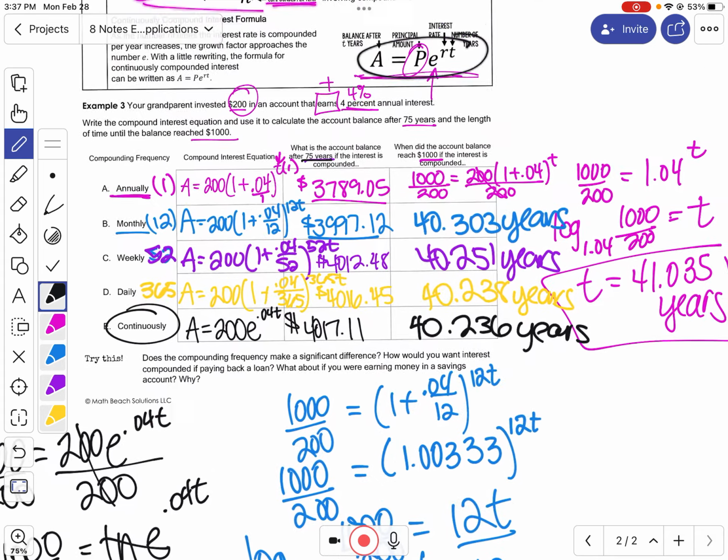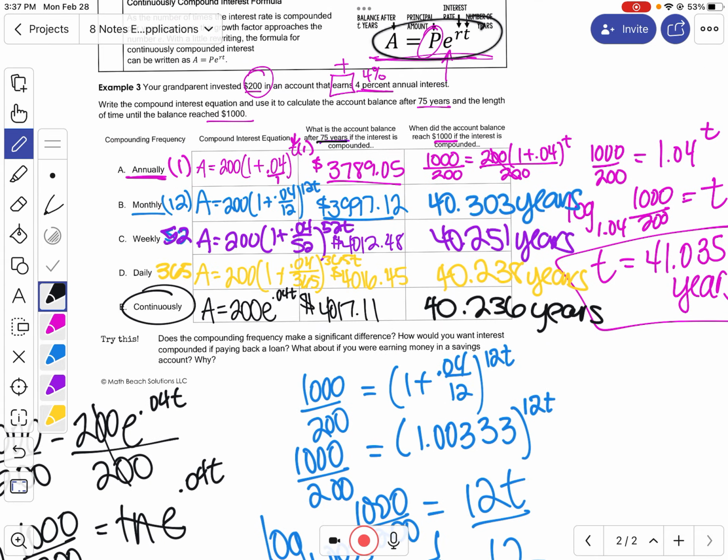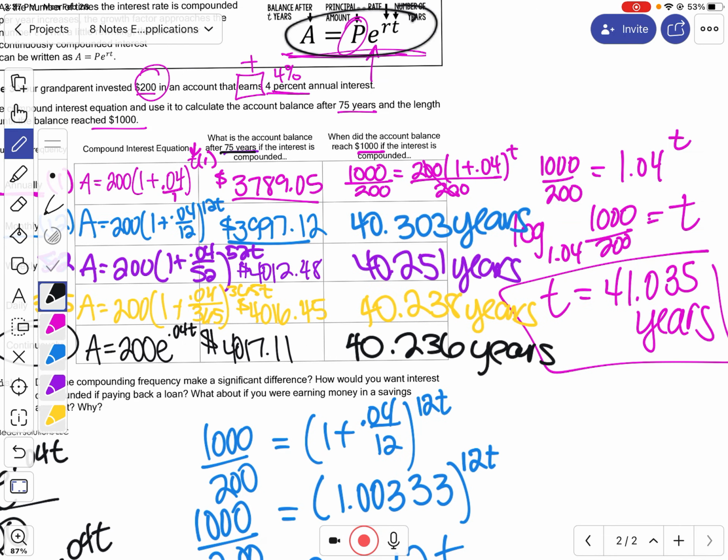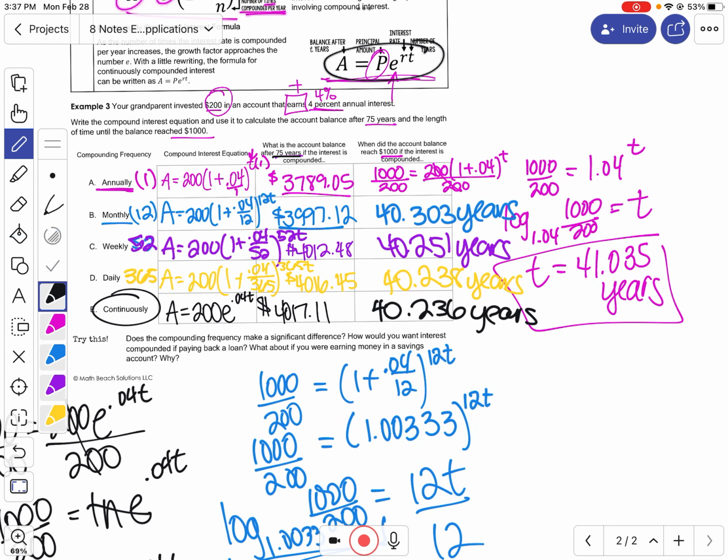Okay, so you can compare the different ones with your compound frequency. So you can look at each one. Anytime you're given the A and you're having to find the t, you're having to use logarithms in order to solve that. So if you have any questions, please let me know.